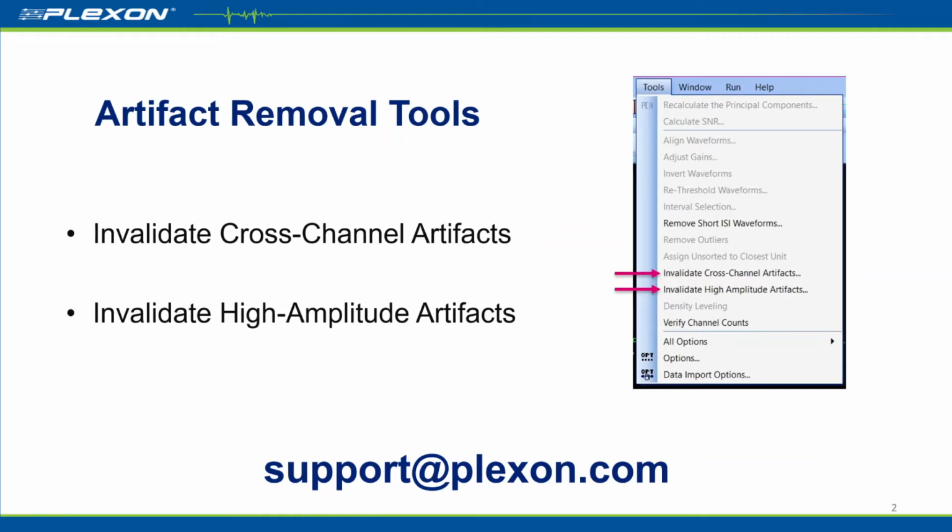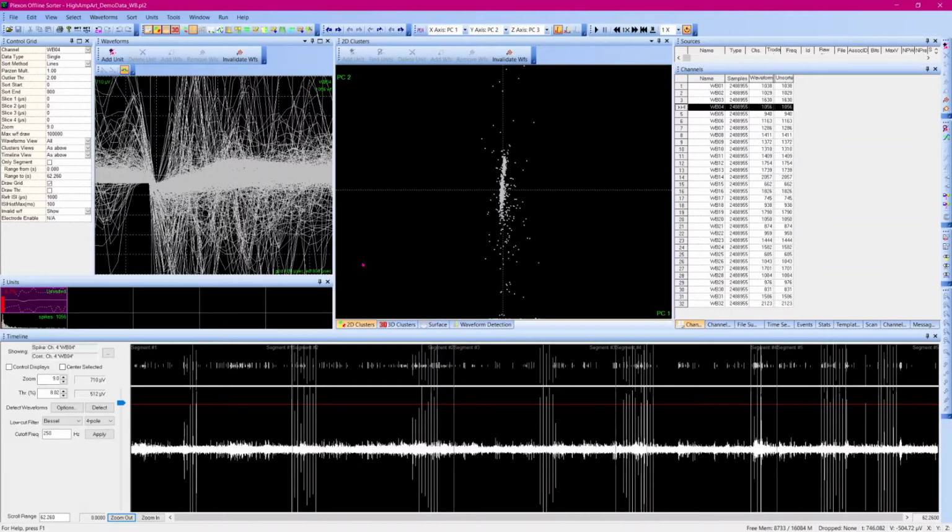Let's start by looking at a file that has a clear artifact. These data are waveforms that were detected from a filtered wideband signal, but have not yet been saved into a new file, which is why I see the stacked waveform and continuous data streams in the timeline view. This is for illustration purposes only. You should save your files often.